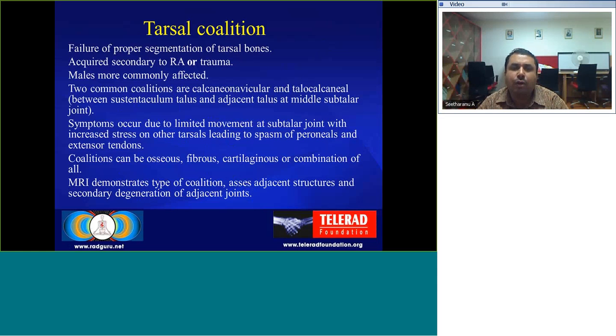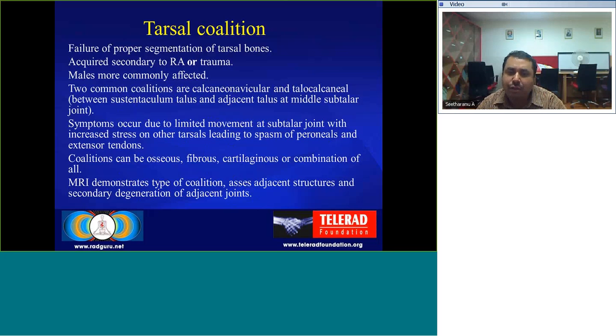Tarsal coalition. Coalition is caused due to failure of proper segmentation of the tarsal bones. It can also be seen in acquired conditions such as rheumatoid arthritis or trauma. Males are more commonly affected. The two common types of coalitions are the calcaneonavicular and the talocalcaneal, that is between the sustentaculum tali of the calcaneus and the adjacent talus at the middle subtalar joint.